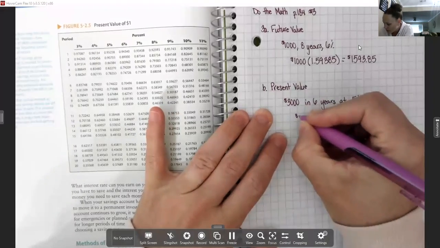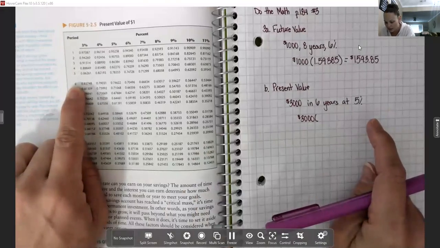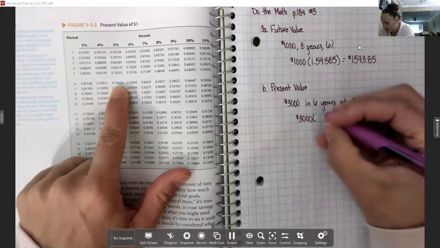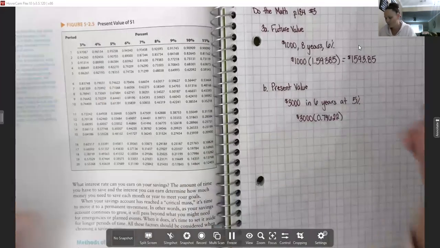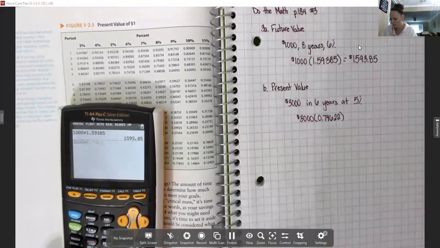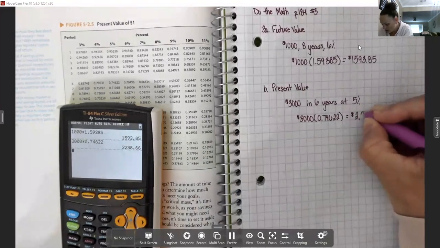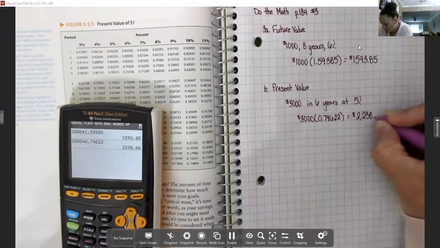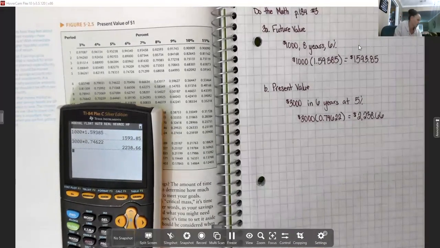So we're going to multiply 3,000 by, so 6 years at 5%, 6 years, 5% is 0.74622. So Andy would need to deposit $2,238.66 today so she could have $3,000 in 6 years. Questions on how to do those problems?